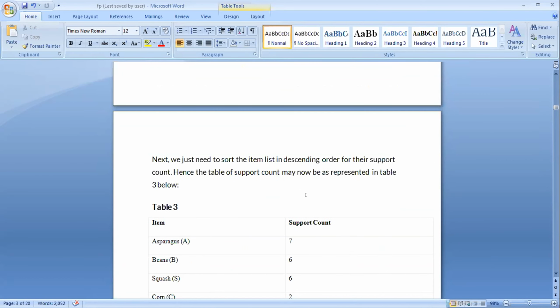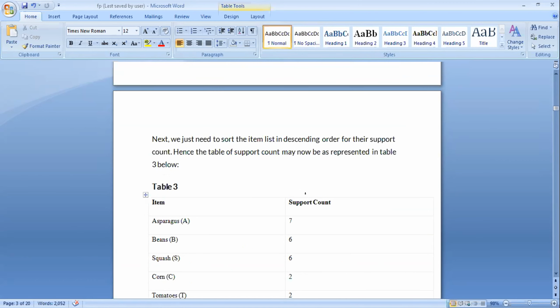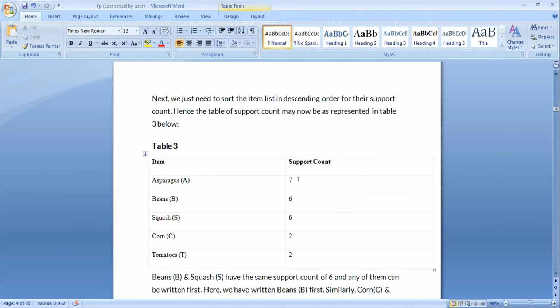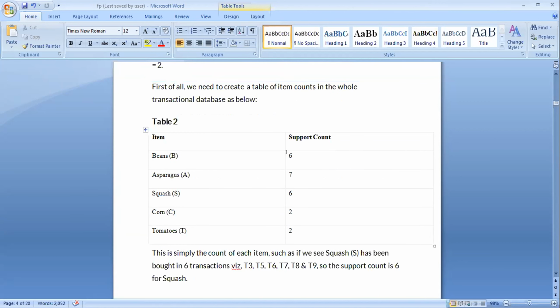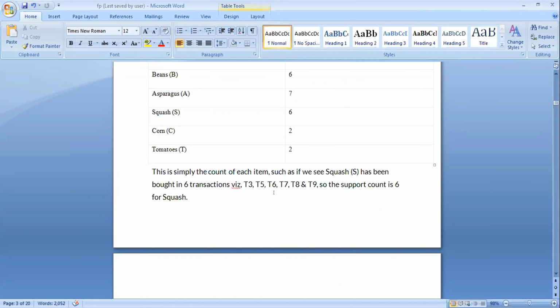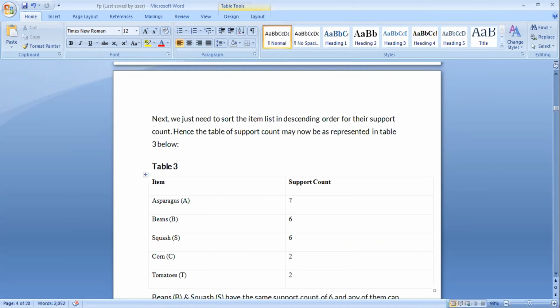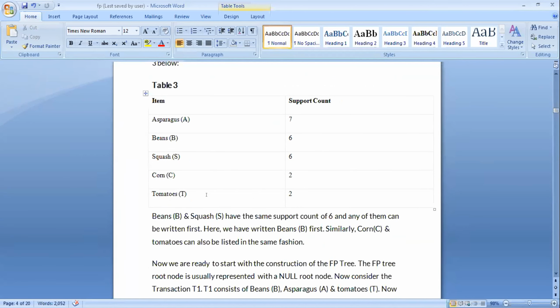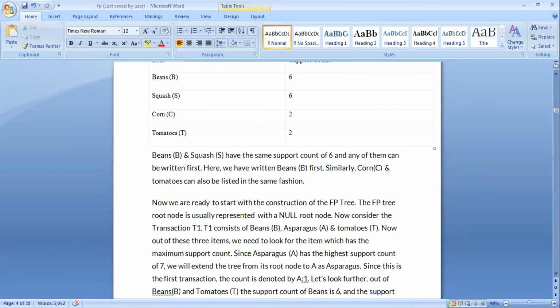Next, we represent the support counts here, that is 7, 6. The items whose support count is high are represented at the top of the table. Now sorting by support count, automatically you get asparagus in the top position. So now consider 7, 6, 6, and corn and tomatoes, which only 2 people purchased.